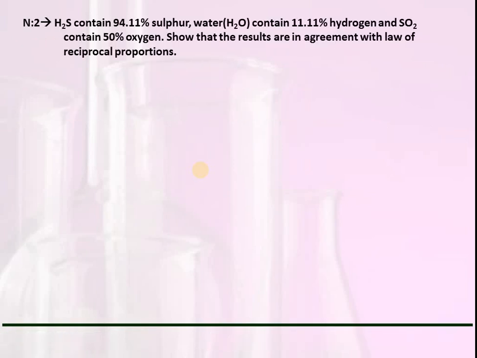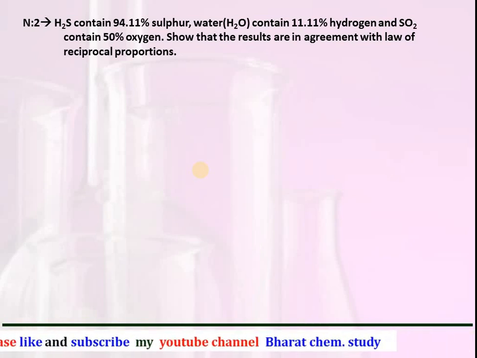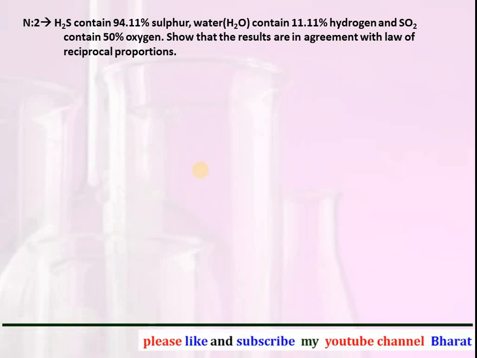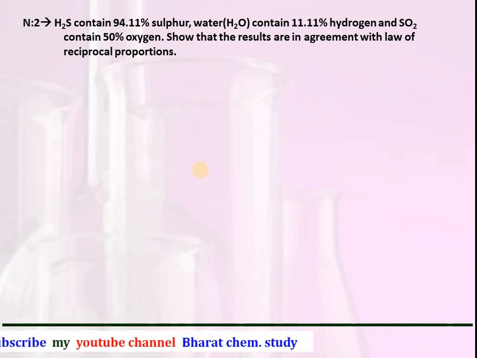So let's do one more numerical. In this numerical, H2S contains 94.11% of sulfur, water contains 11.11% of hydrogen, and sulfur dioxide contains 50% of oxygen. So in this numerical, three different products are given. That means the law of reciprocal proportion has to be followed. So let's write the equations for them.